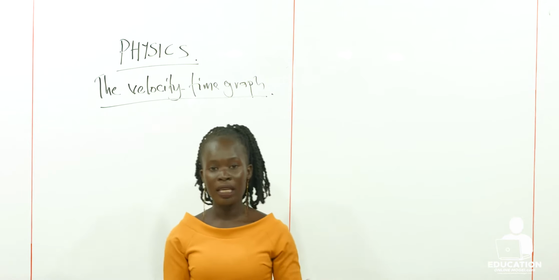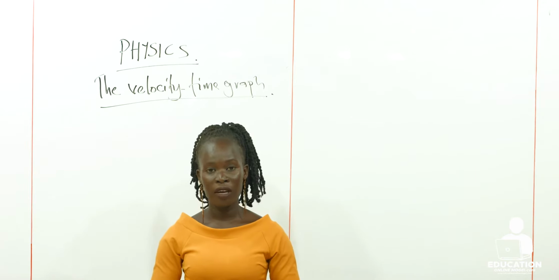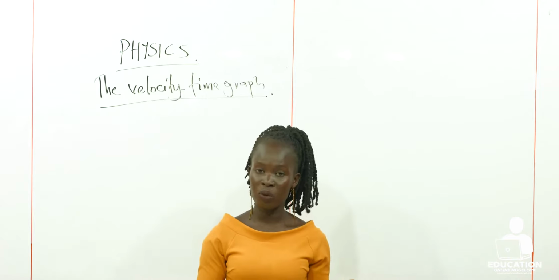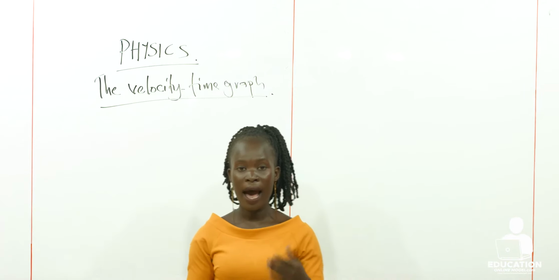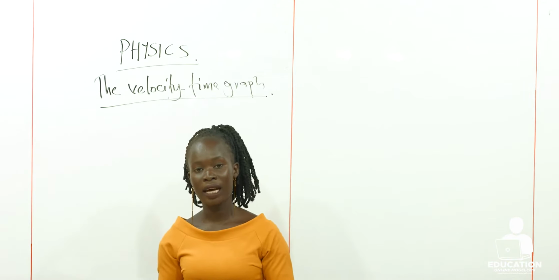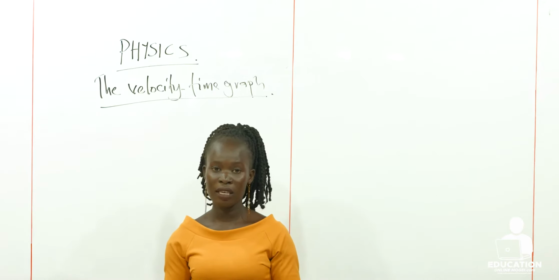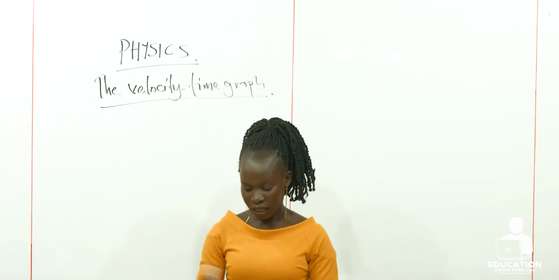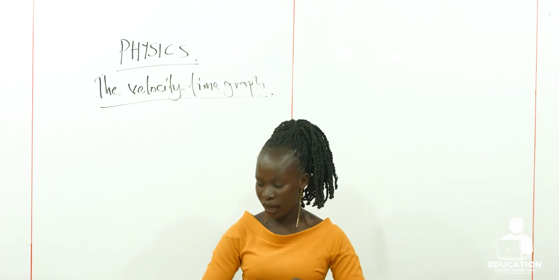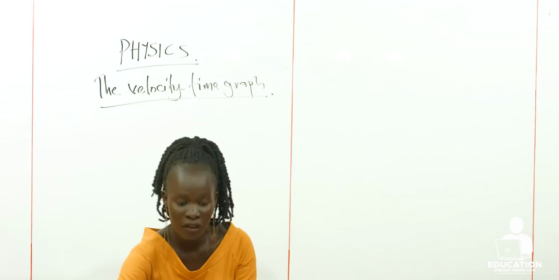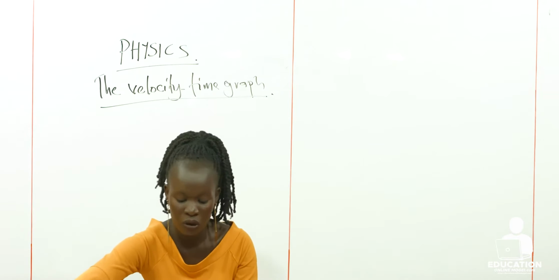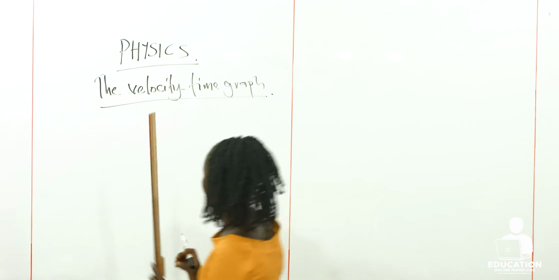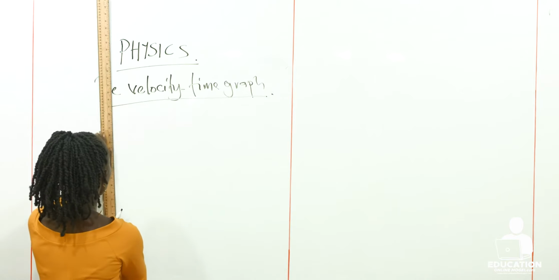That means that when you're drawing the velocity time graph, the y-axis will take the velocity or the speed the object is moving with, and the x-axis will take the time interval for the whole journey of the body. So let's look at how the x-axis and the y-axis will look. They are not different from what we saw in our previous lesson when we were drawing the graph for distance and time.